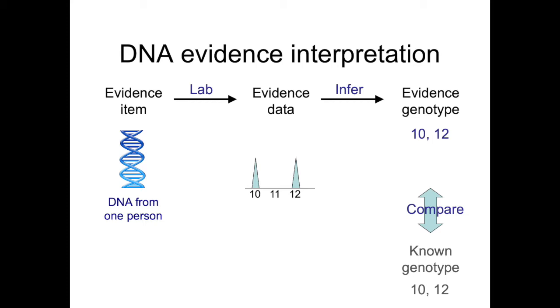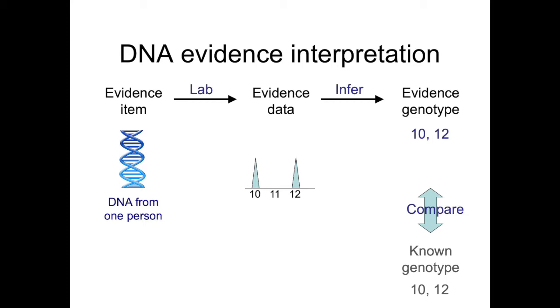Note that there are 3 different levels of genotype. There's what's in the biological cell that we can't see. There's the data that we get from the lab that lets us take a peek into what's happening in that small amount of DNA. That's also genotyping data. And then there's the genotype that we infer. When it's simple, there's only one value. And then we can make a comparison to another genotype, develop match statistics, and so on.